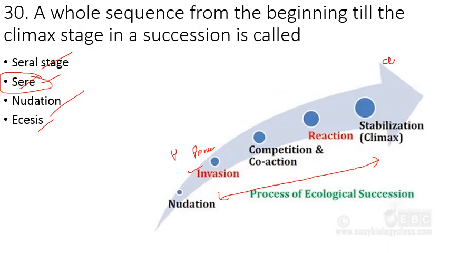Then we have different steps which are involved in this process of succession. First one is nudation, which means formation of bare area. Then comes invasion. So the spores or any other structure of the pioneer community enters into that bare area and establishes itself in that area. For the establishment we use this term ecasis. So ecasis is the establishment of new plant in a new habitat. Then comes competition and coaction, then reaction and stabilization, which is the final step in the process of ecological succession.